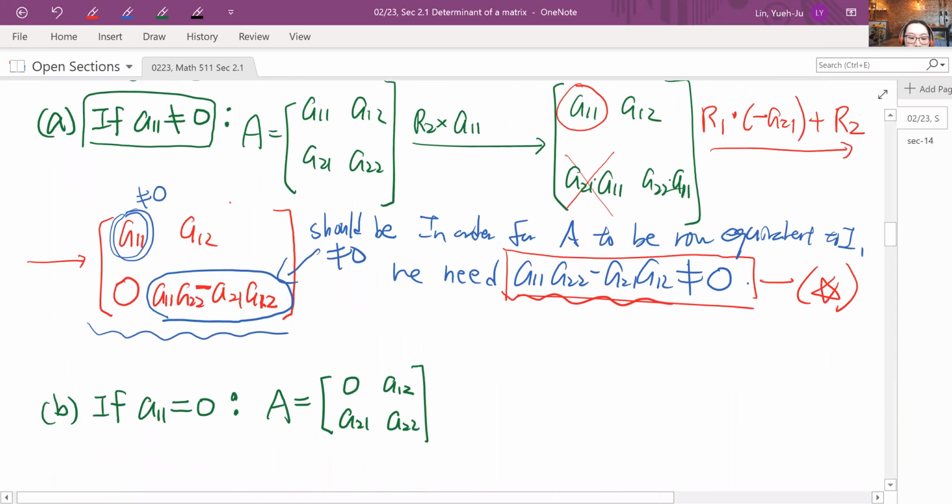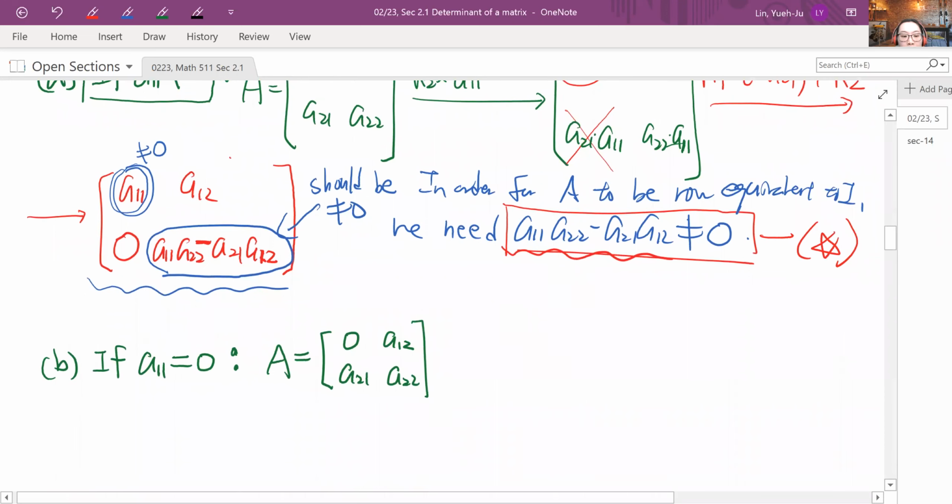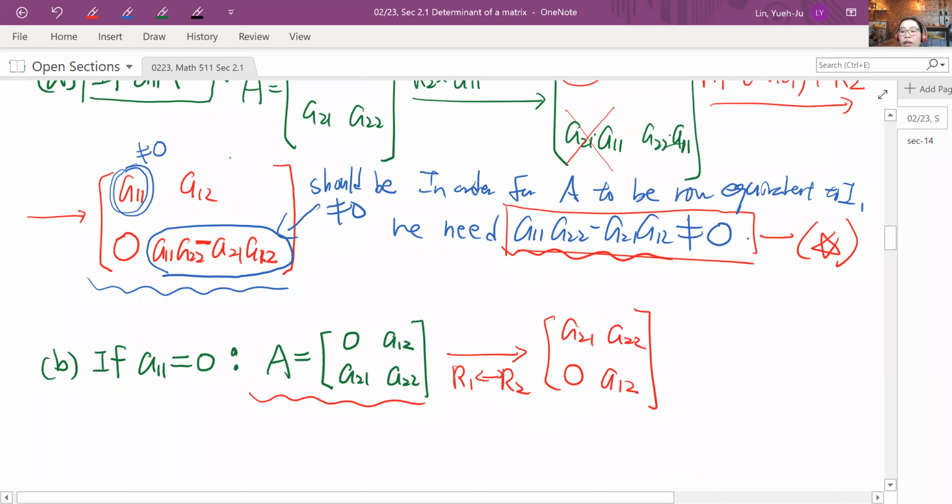So then let's see what happens if A11 could possibly be 0, because we are talking about a general matrix. Then A would be like this, right? The first entry is 0. Then in this case, in order to see more easily, I'm going to swap row 1 and row 2. I'm going to try to turn it into identity. My goal is still the same. I want to reduce this to identity, right?